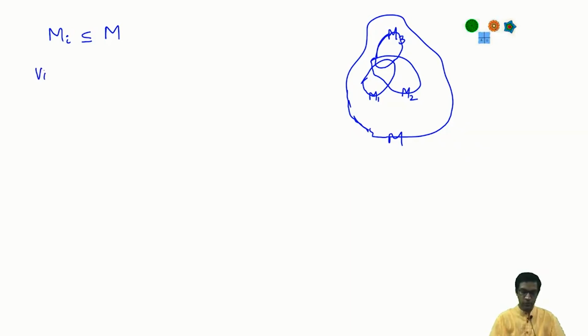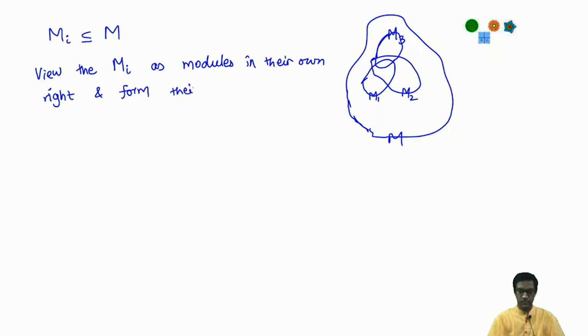Okay, so view the Mi as modules in their own right, and when you do that, we can then form their direct sum. Okay, so this is the direct sum that I talked about at first, sometimes called the external direct sum as opposed to the internal. So let's form their direct sum, i equals 1 to k.